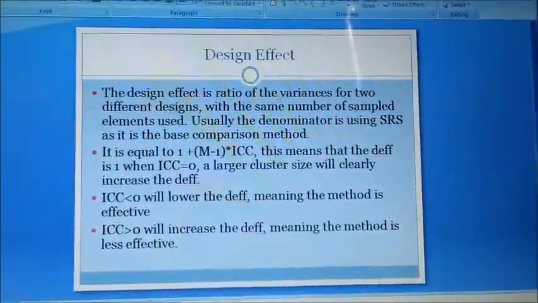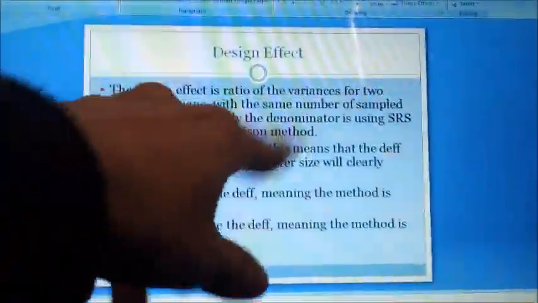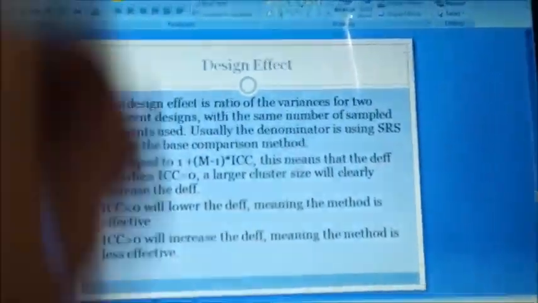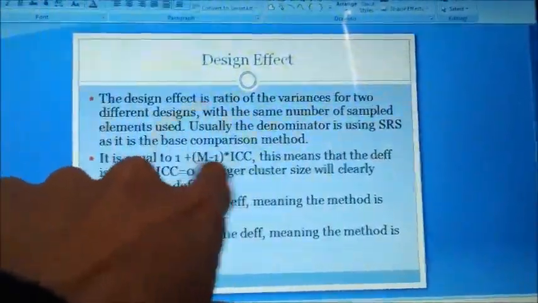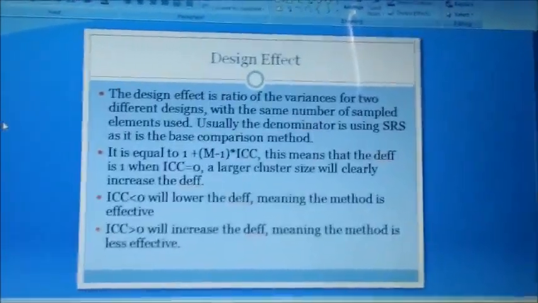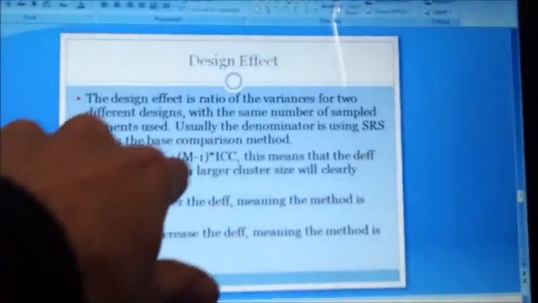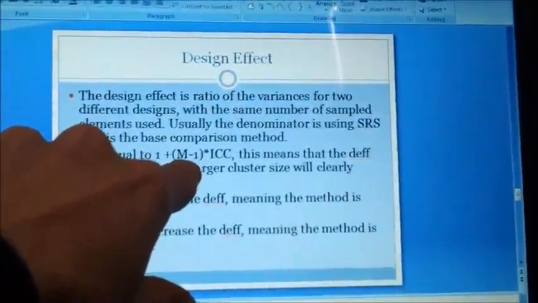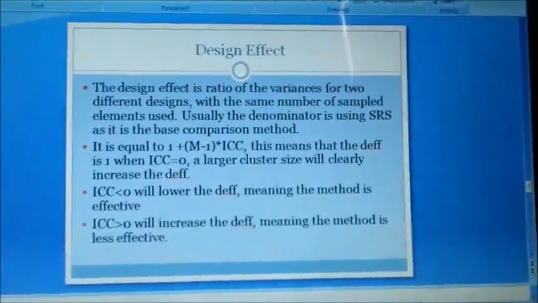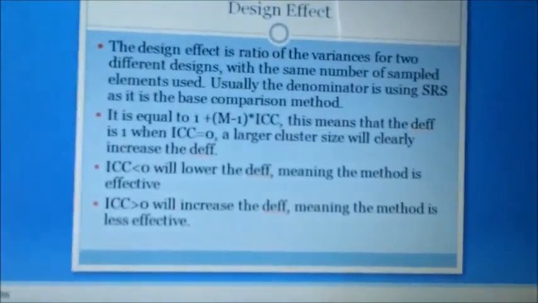You can also see that a larger cluster size will clearly increase the design effect, unless ICC is less than 1, because it will just cause this figure here to get larger, which will cause the design effect itself to get larger. So an ICC of less than 0 is going to lower the design effect, because you'll take away a ratio of this from 1, and if it's greater than 0, it's going to cause the design effect to be large, because you'll have 1 plus some ratio of this.